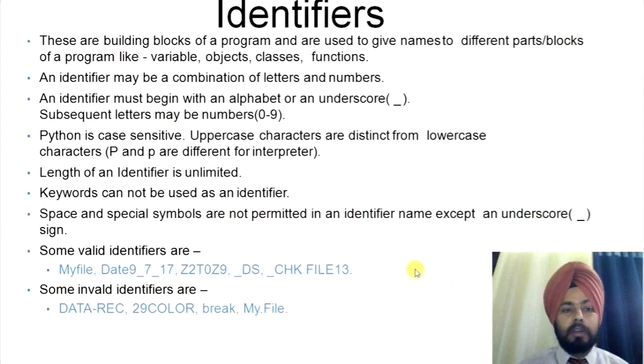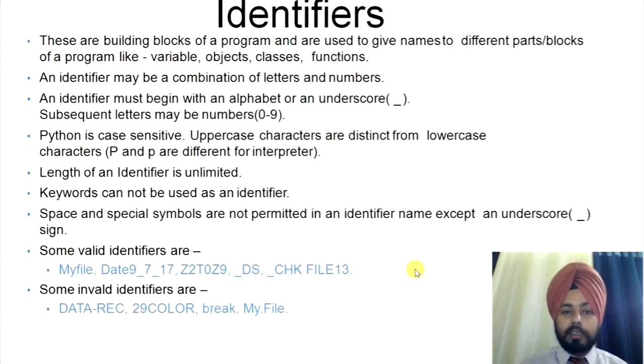Identifiers. These are the building blocks of a program and are used to give names to different parts of a program like variables, objects, classes, functions. An identifier may be a combination of letters and numbers. An identifier must begin with an alphabet or an underscore. Subsequent characters may be numbers 0 to 9.